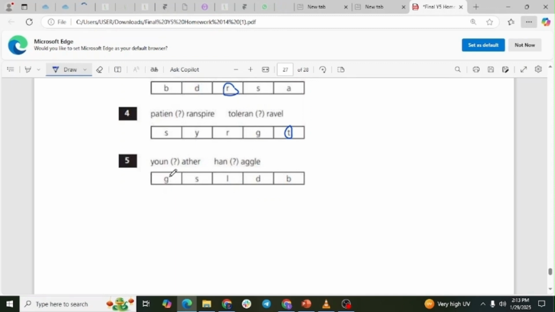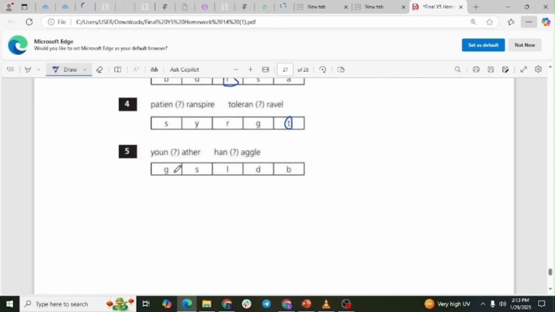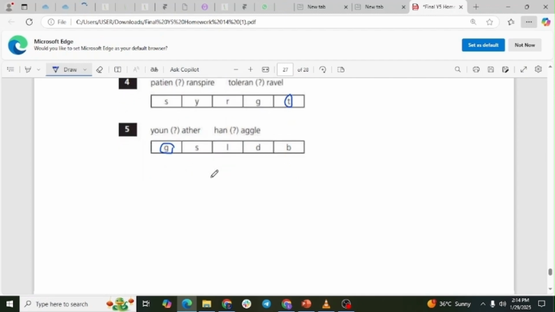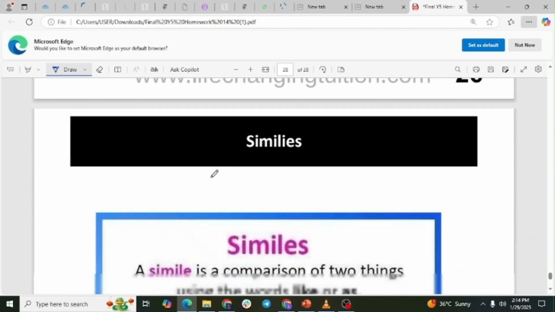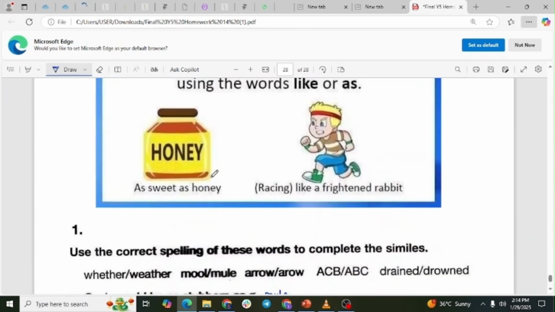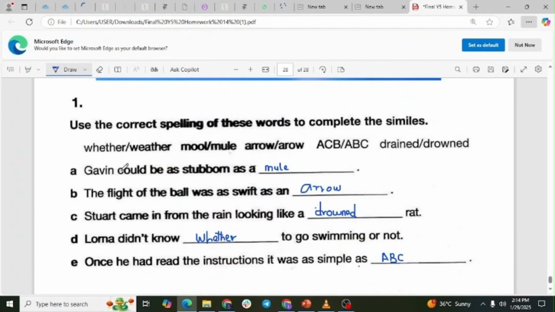Question 5. The words given are yun, other, han, aggle. Let's try G. With G, the words become young, gather, hang, gaggle. It works. The correct answer is G. Simile completion and identification. Question 1. Use the correct spelling of these words to complete the similes.